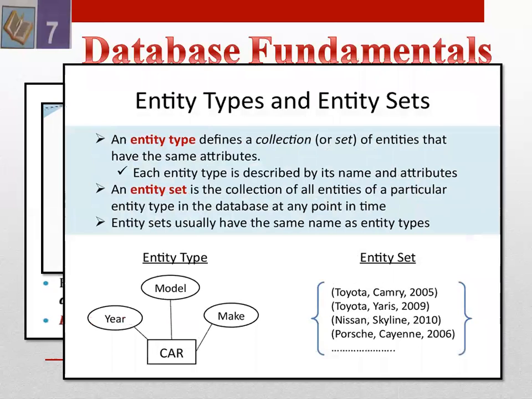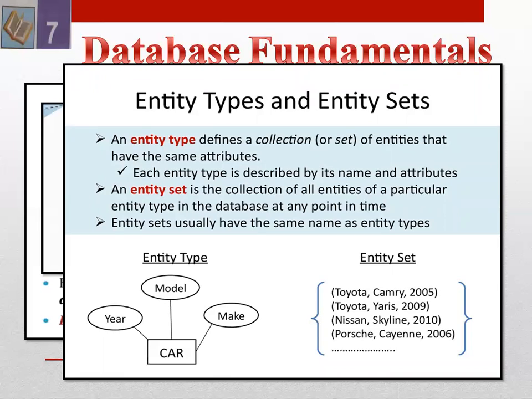So entity types and entity sets. An entity type defines a collection or set of entities that have the same attributes. Each entity type is described by its name and attributes. An entity set is the collection of all entities of a particular entity type in the database at any point in time. Entity sets usually have the same name as the entity type.